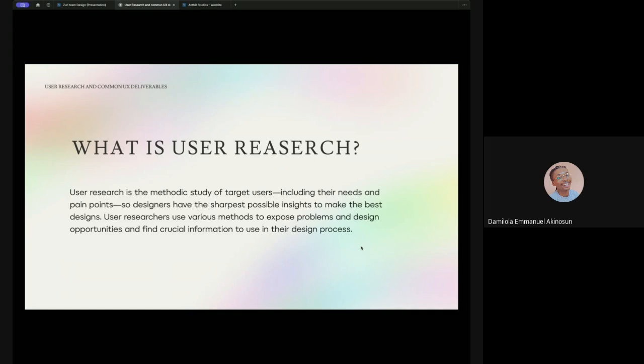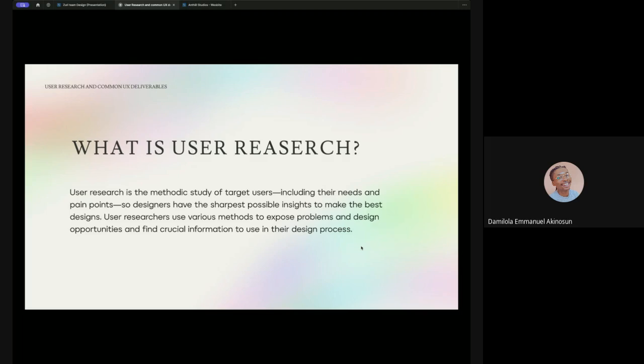Now, let's come back to that first part and really dive deep into it. It says user research is a methodic study of target users, including their needs and pain points. So designers have the sharpest possible insights to make the best designs. I mentioned something last week where I was trying to explain that user research is not really complicated. Someone had asked the question, and I was trying to really break it down that when it comes to user research, it's not complicated at all. You just have to think through a process.